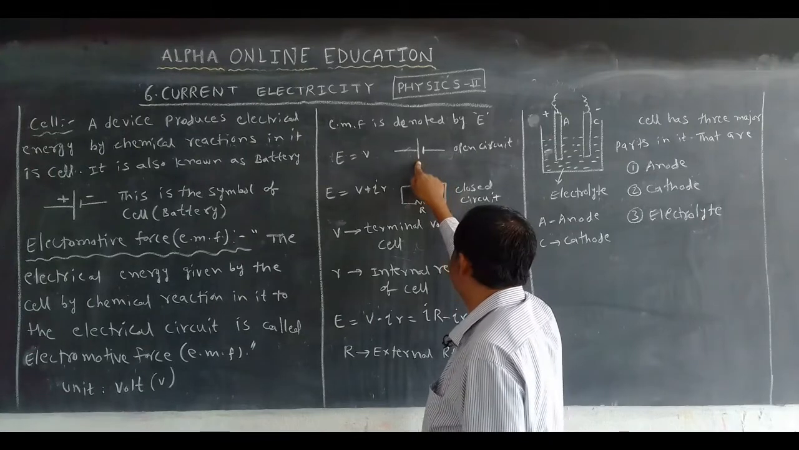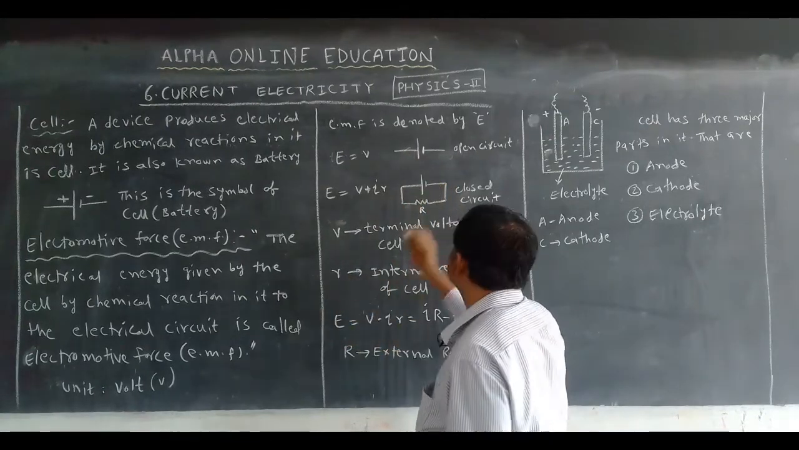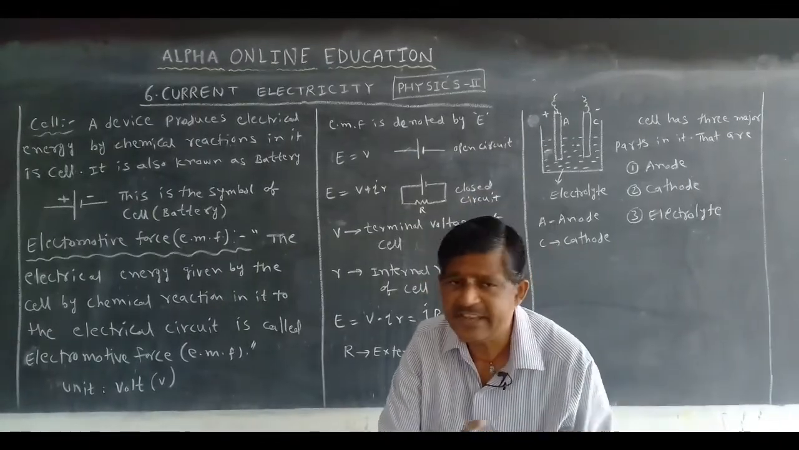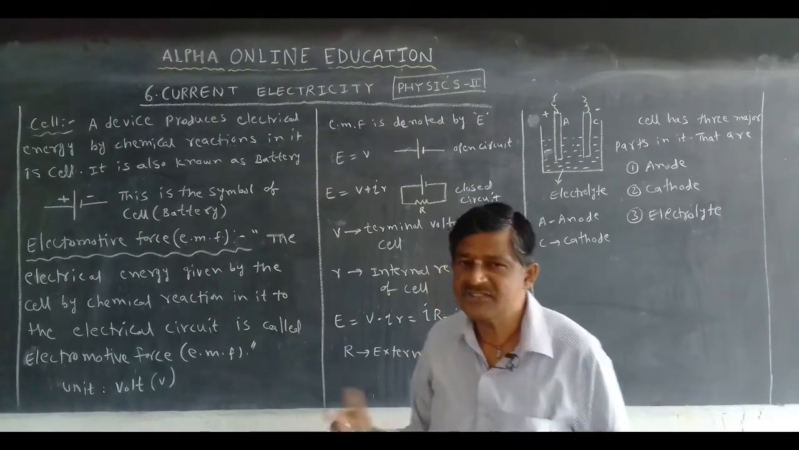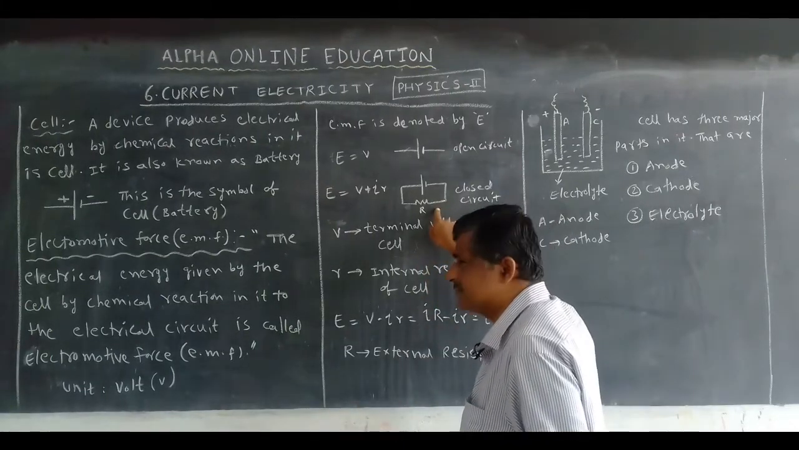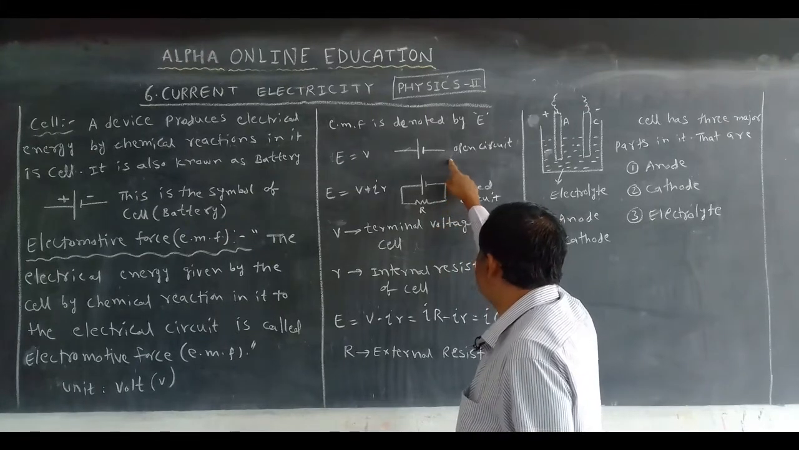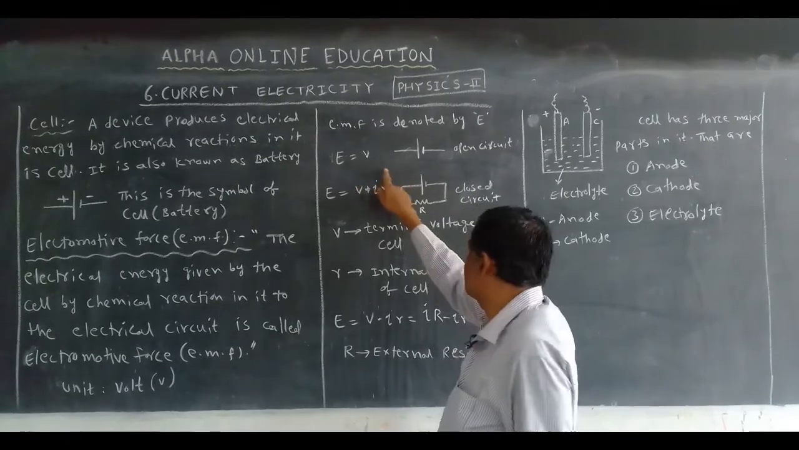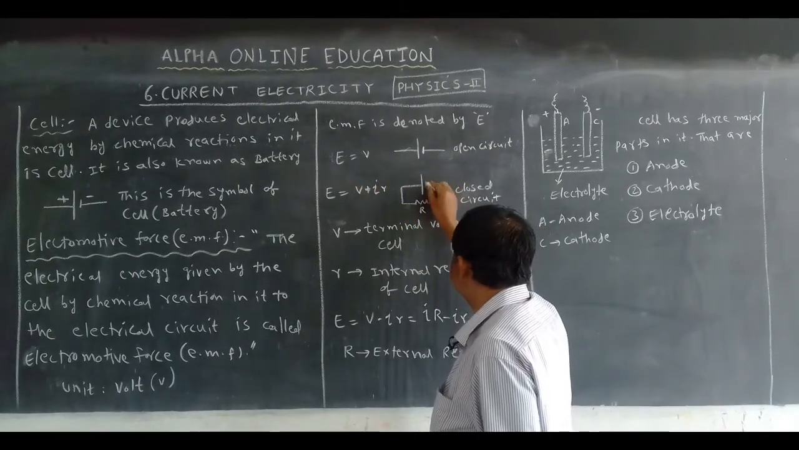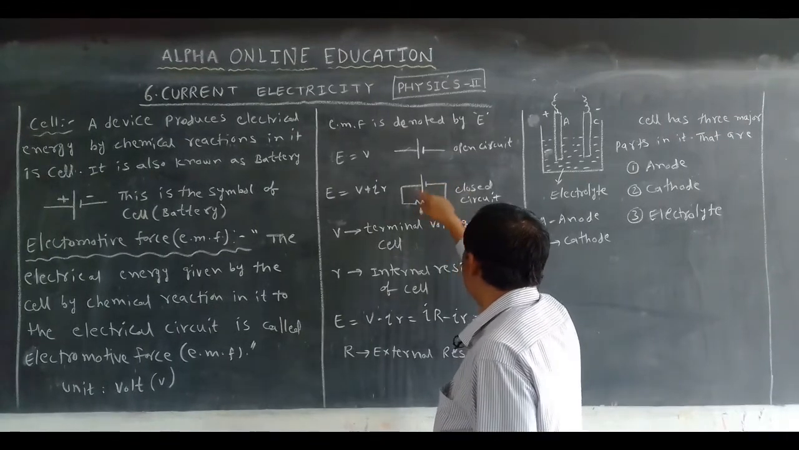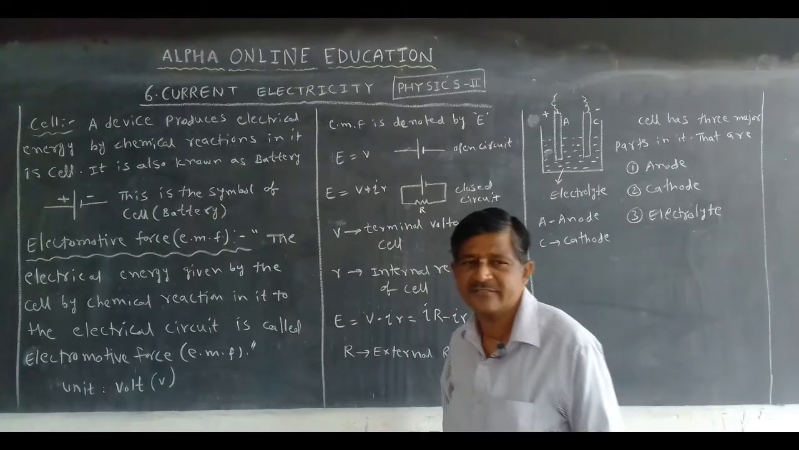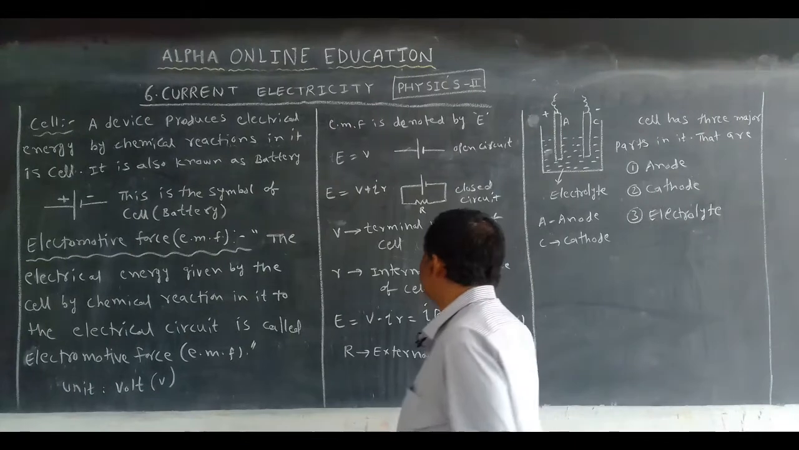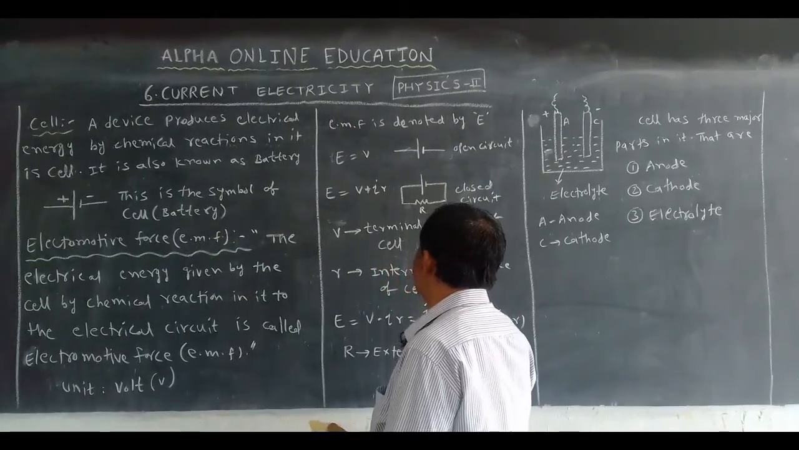This is the symbol for the battery. Only the battery is there. It is an open circuit, meaning the battery is not connected to any circuit. If the battery is not connected to the circuit, it is called an open circuit. For open circuit, E is equal to V. When the battery is connected to the circuit, the circuit is called a closed circuit. Now what is the EMF? E is equal to V plus Ir.